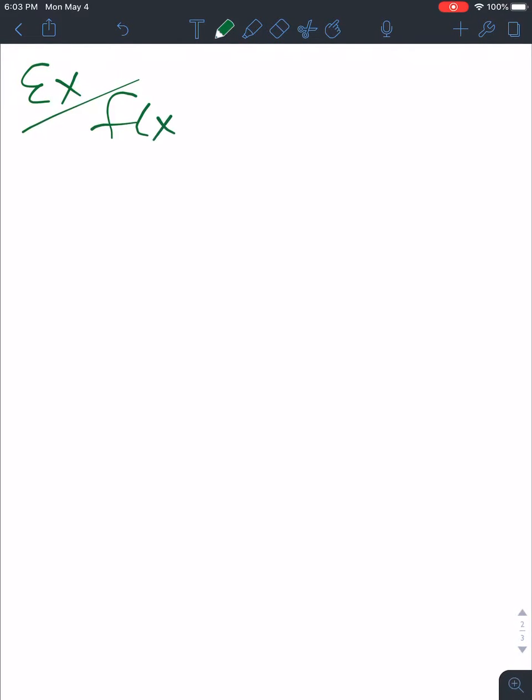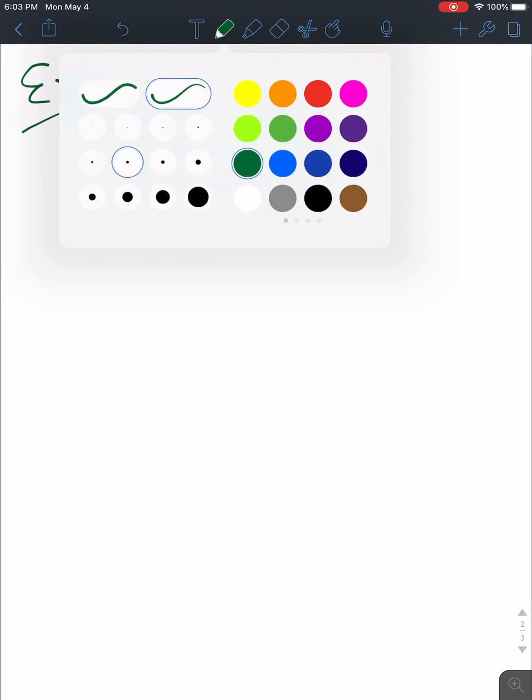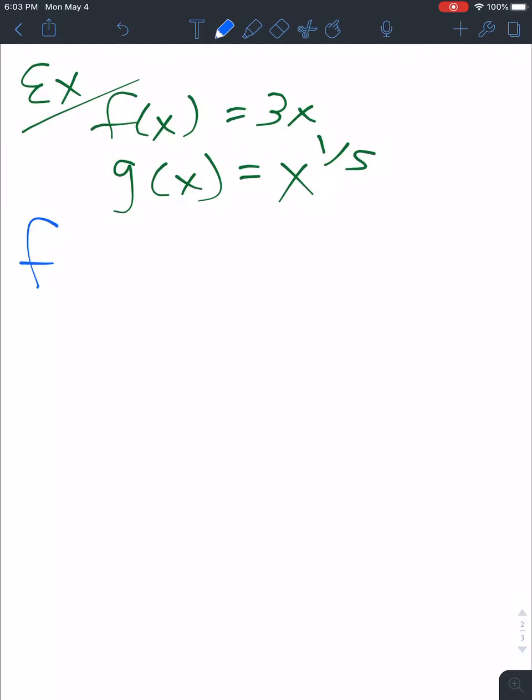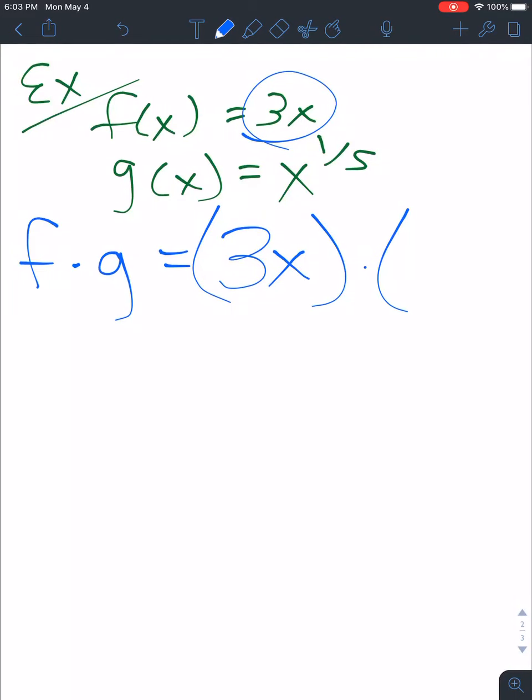So if we have f of x is 3x and g of x is x to the 1/5, I'm going to walk through how to find f times g. And since it's a times, I'm going to just use that little dot. All right? So f times g. Well, f, I have 3x. So I have 3x times g, which is x to the 1/5. So I have 3x times x to the 1/5.